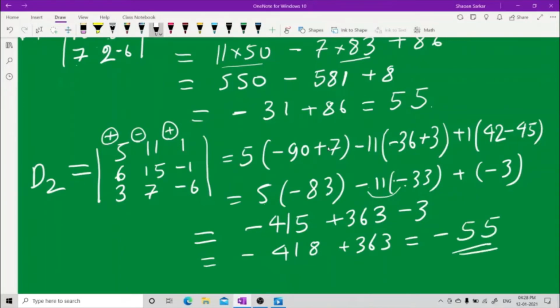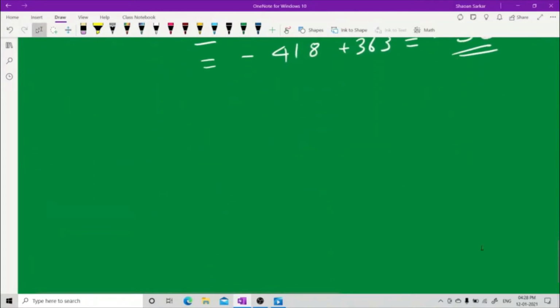In the next, you need to find D3 now. Now see how you need to find D3.